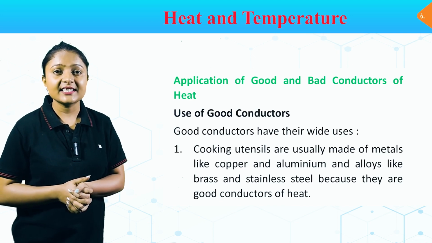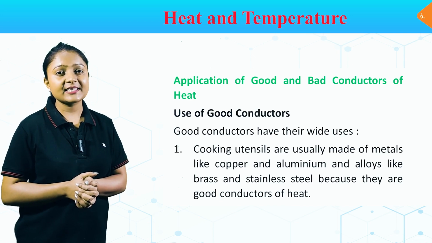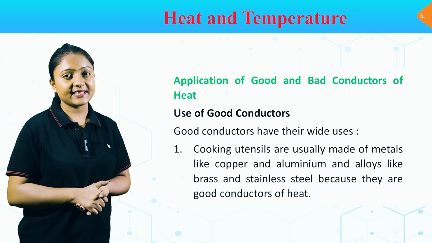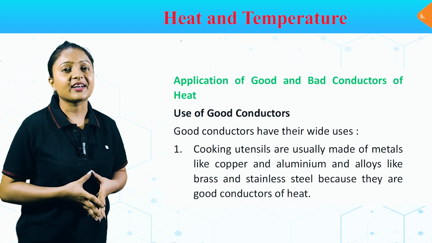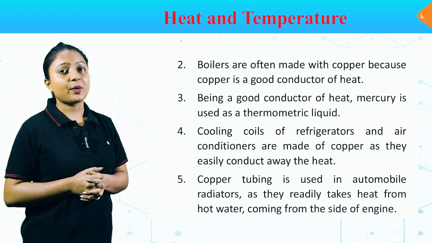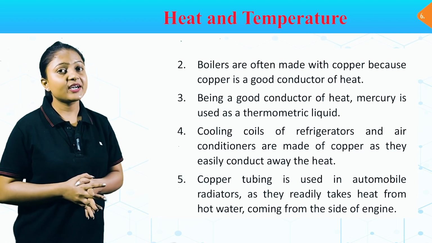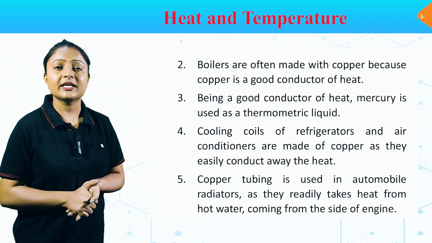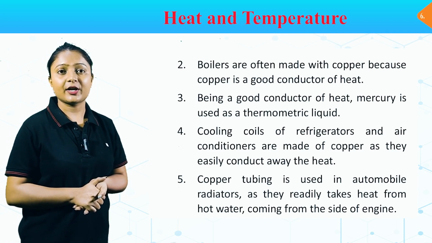First, cooking utensils are usually made of metals like copper and aluminium and alloys like brass and stainless steel because they are good conductors of heat. Number 2, boilers are often made with copper because copper is a good conductor of heat. Number 3, being a good conductor of heat, mercury is used as thermometric liquid.